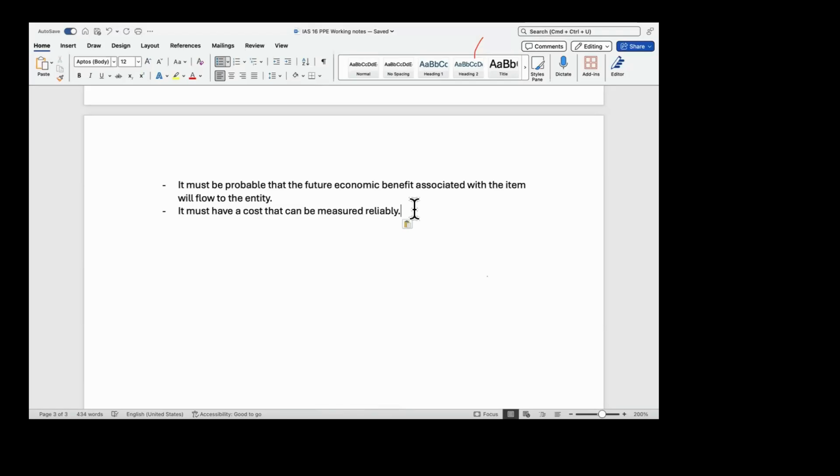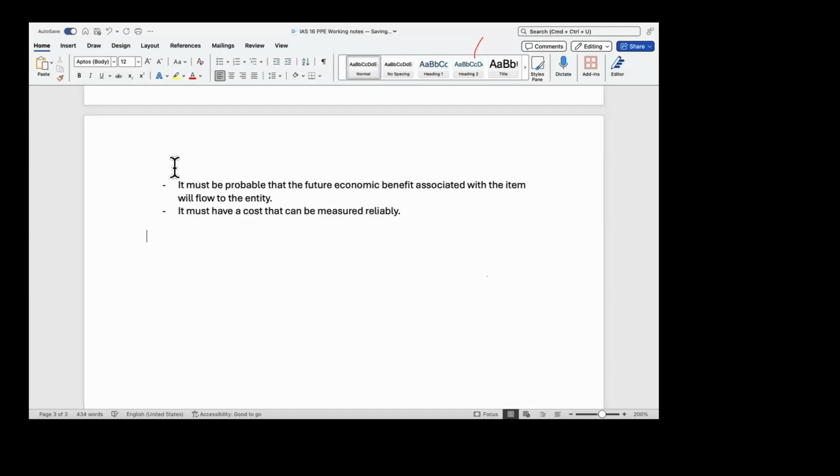For example, a machinery that could do 1,000 units before, when you incur this cost we are talking about, it will improve the productive capacity of the asset to 1,200 units. That is what we mean by a cost being able to generate future economic benefit. We are talking about additional future economic benefit.